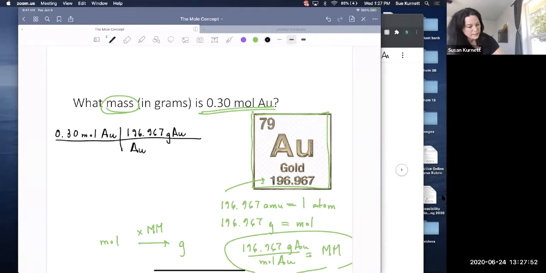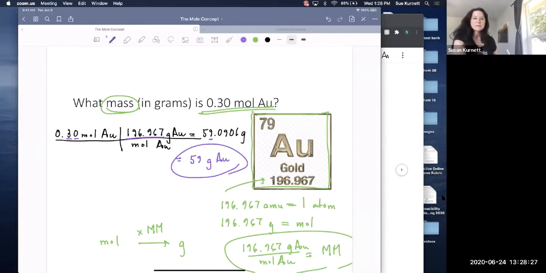Gold is like an elephant. It's huge. Two sig figs, 6 sig figs. My answer only has 2. Questions?